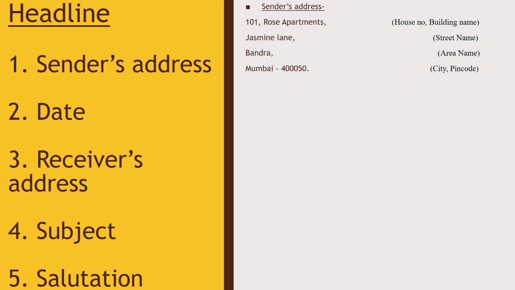The next line is your street name, the road on which your building lies. So here it is Jasmine Lane. The next line is the area, in which area you live in, whether it is Bandra or Byculla or Mazgaon or Kala Chowki, Agripada. It could be any area. And the fourth line is your city and the pin code.